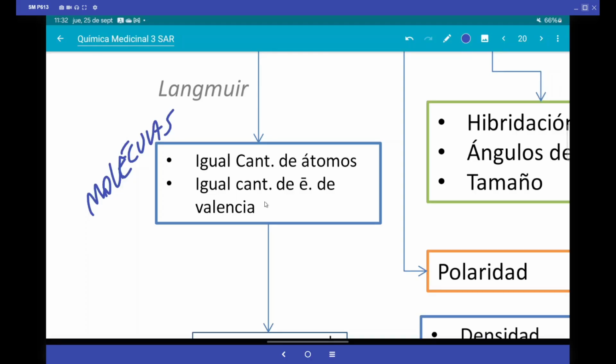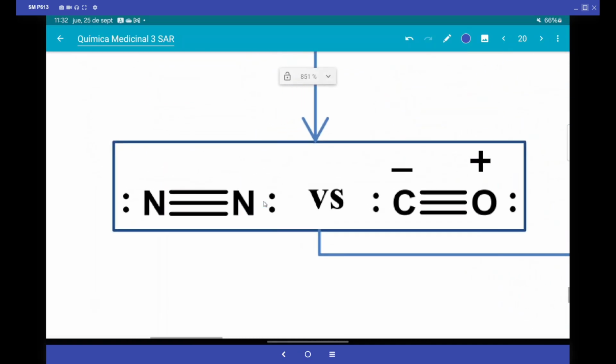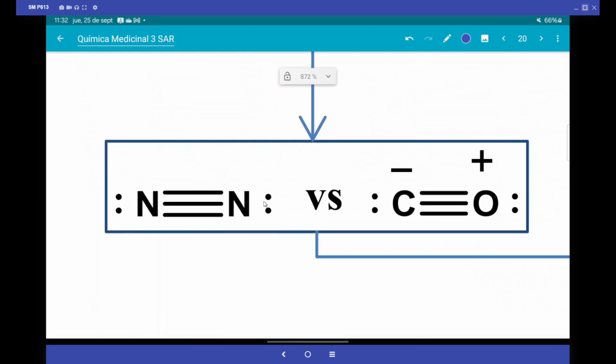And since it is a rigid concept, it will only serve for very specific things. These are not drugs. These are gases. Then we have molecular nitrogen versus the carbon monoxide molecule: the same amount of atoms, of course, two atoms in both cases, and the same amount of valence electrons. How many valence electrons do we have in total? We would already have 6, 7, 8, 9, 10. Very well, 10 valence electrons.